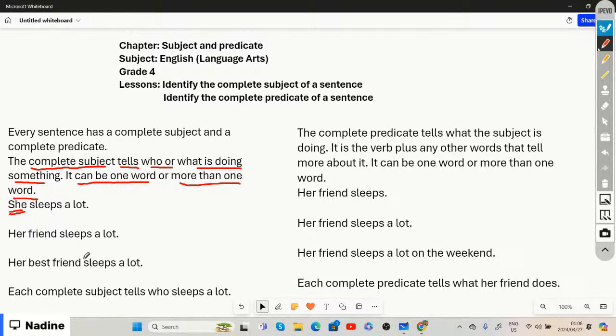If we look at the next one, it says her friend sleeps a lot. So once again, we're asking ourselves who sleeps a lot. And then we can say her friend, both her and friend. So her friend sleeps a lot. And remember, we said that a subject can either be one word, like for example, she, or it can be more than one word, like her friend.